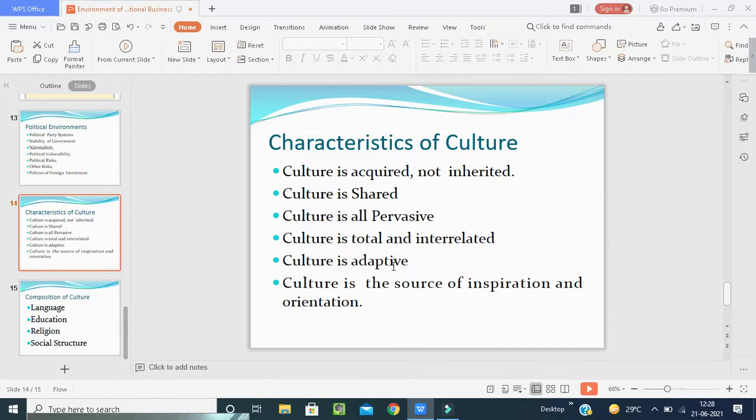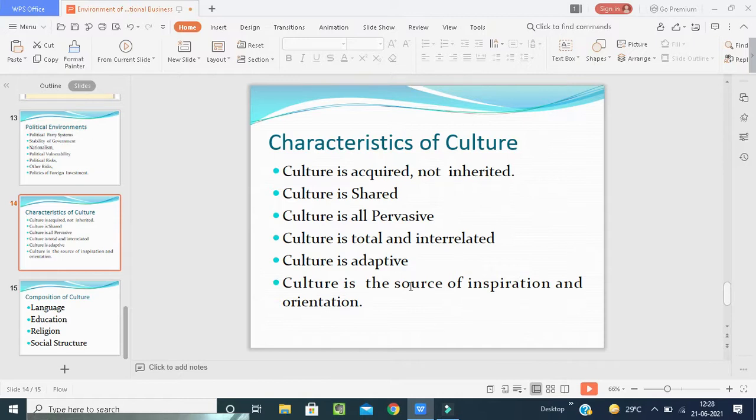Culture is total and interrelated. Culture is adaptive. Culture is a source of inspiration and orientation. These are the characteristics of culture. When two business people are joining together, there should be a culture built up together between two countries and two businesses or two organizations.